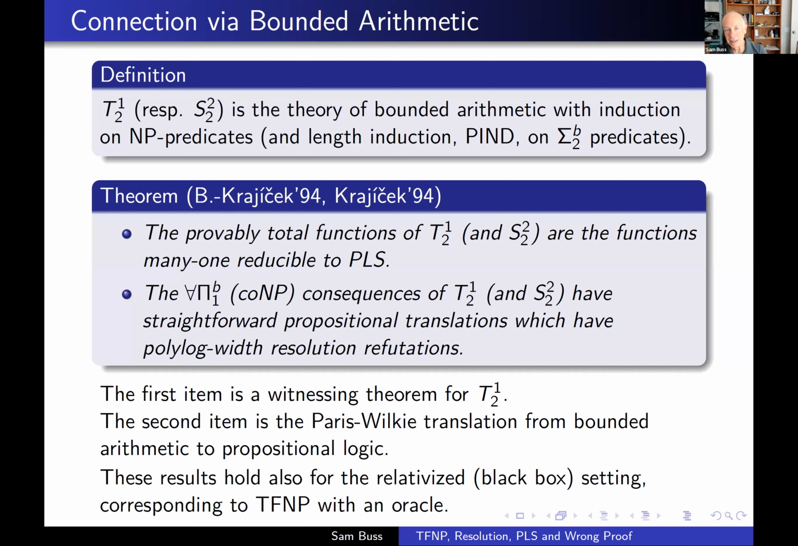The second point is that the true Pi^b_1 statements, the true universal statements, all co-NP statements of T^1_2 and likewise S^2_2, have straightforward propositional translations which have polylog-width resolution refutations. This is from the so-called Paris-Wilkie translation, where you translate bounded arithmetic to propositional logic. It takes a couple of steps to make that go through: you take a bounded arithmetic proof, hit it with cut elimination, change quantifiers into big ANDs and big ORs, play around with things a little bit, and you end up with this result, okay?